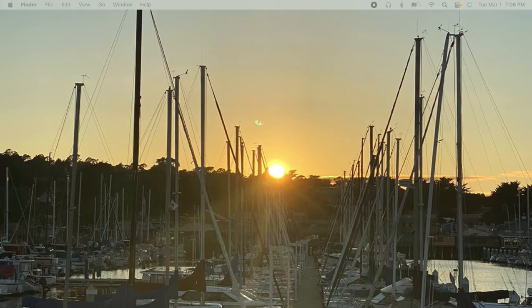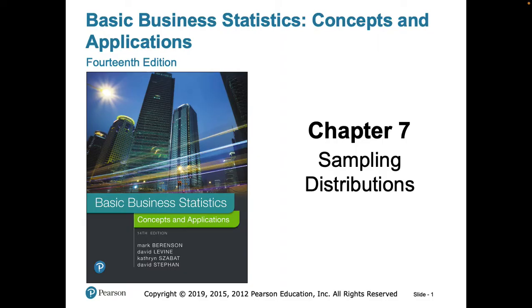Hey, welcome back, everyone. Today we are going to dive into chapter 7 and we are covering sampling distributions. So stick around and we're going to go through that. We're going to do some examples. So all of that will help you with this chapter.